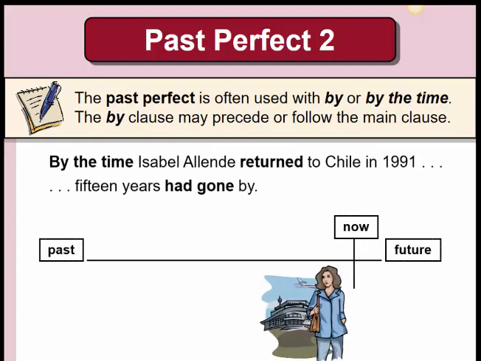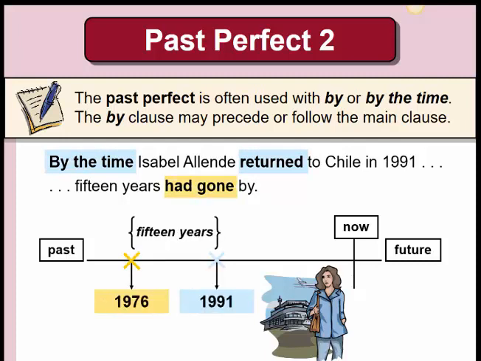In general, we use it with the expression by or by the time. For example, by the time she returned to Chile, 15 years had gone by. The 15 years are a previous event.